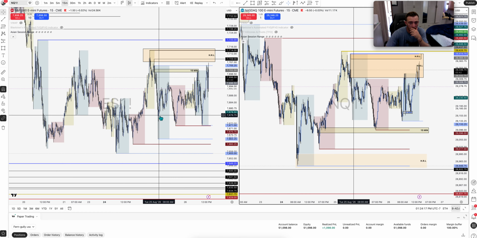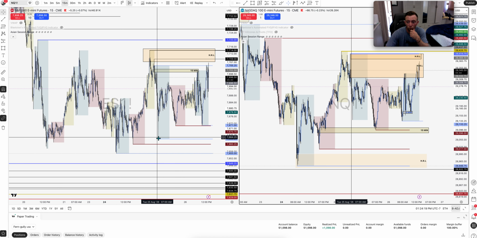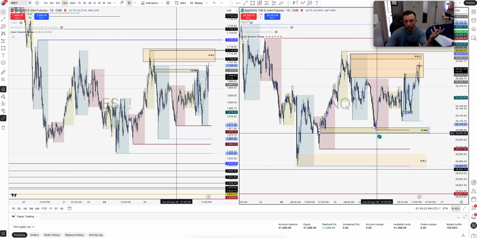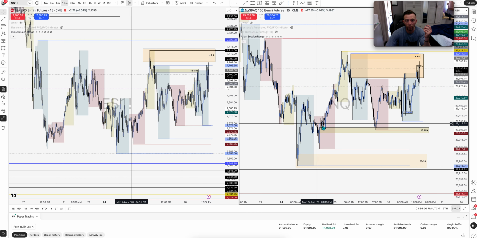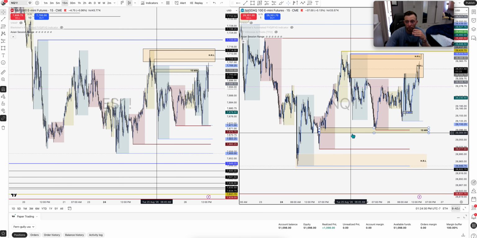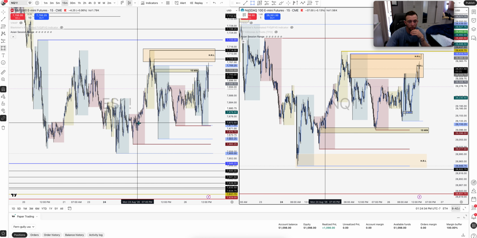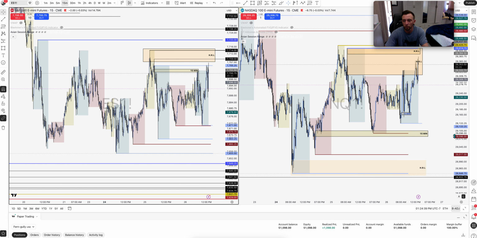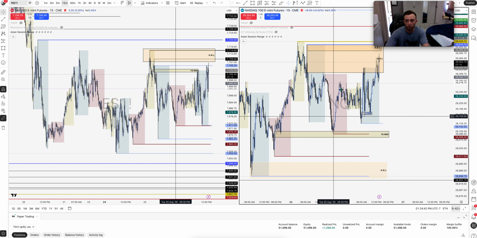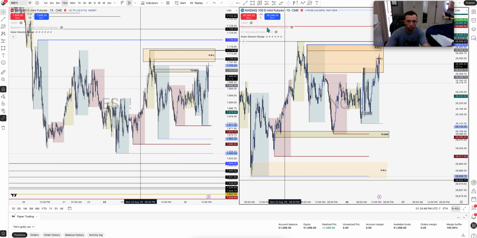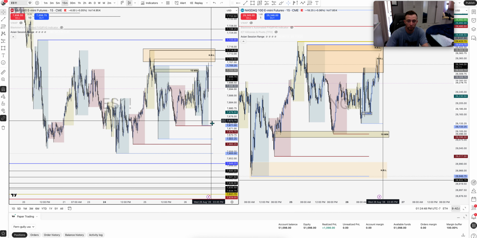I don't know why ES dumped down further than NASDAQ, but the same thing happened, right? We come down into this area right here where there's a 15-minute. So we tap into that 15-minute on both ES and NQ. You can see right here, there's that 15-minute. We tap into it and we bounce right off of it. So once we get that nice rejection back up, we continue this uptrend on both indices.